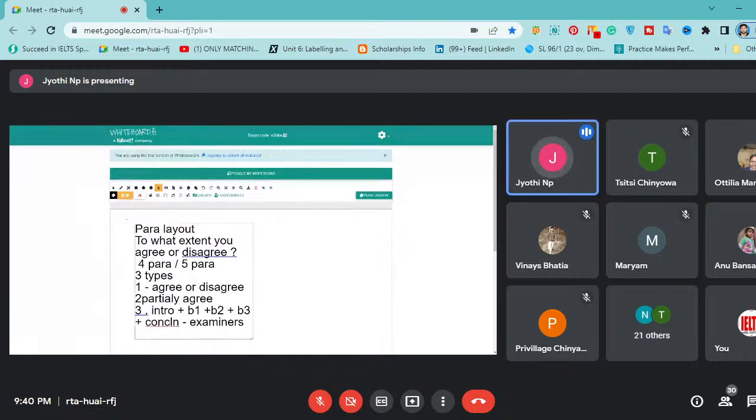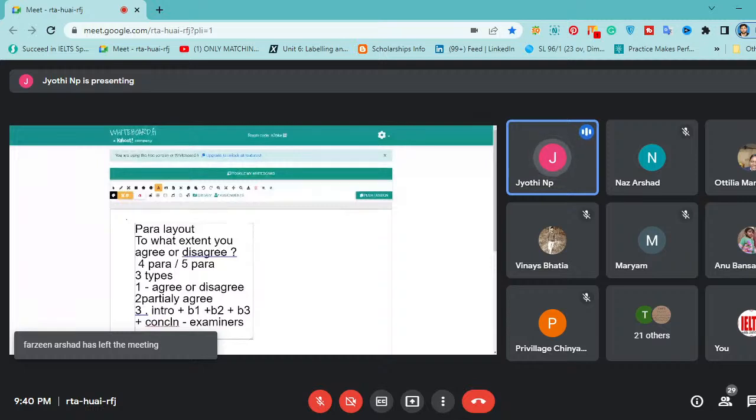Okay, so here, to what extent do you agree, taken as an example. This particular essay you can write in 3 ways. The introduction and conclusion are common. Now, when you write the body paragraphs, your body paragraphs can disagree, or another way is where you partially agree.